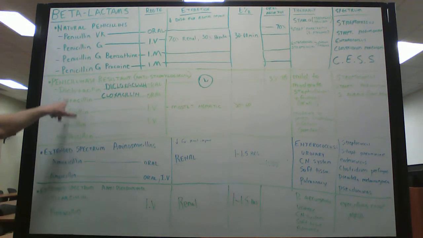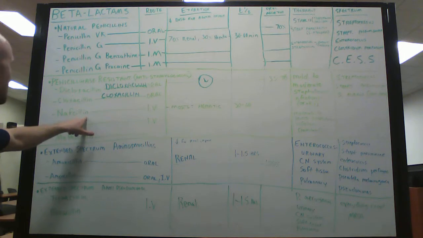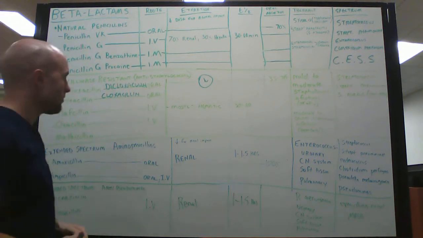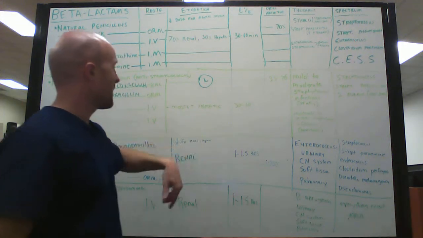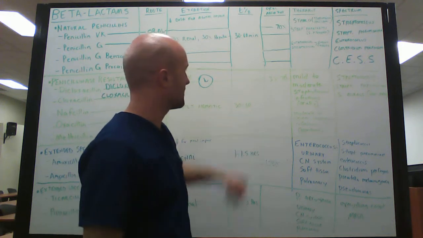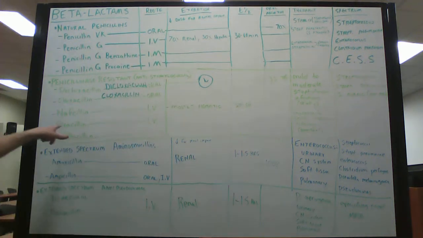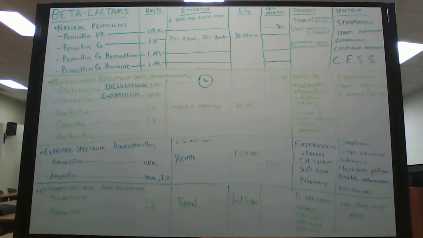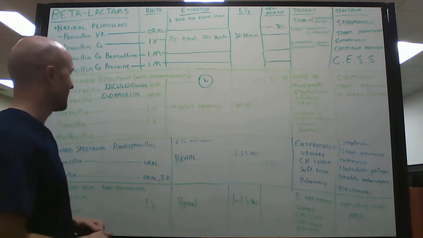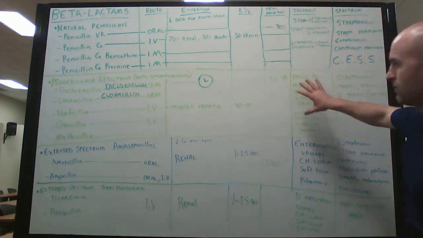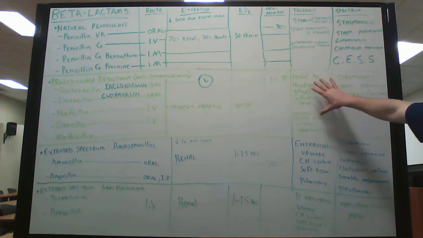So next we have Nafcillin. So Nafcillin is given intravenously, and it's mostly hepatic. And it has a half-life of 30 to 60 minutes. Next we have Oxacillin. Oxacillin is also given IV. So maybe the way you could think of this is, well, I'll go over this more later. There's ways you can remember this. Okay, so what is this one used for?